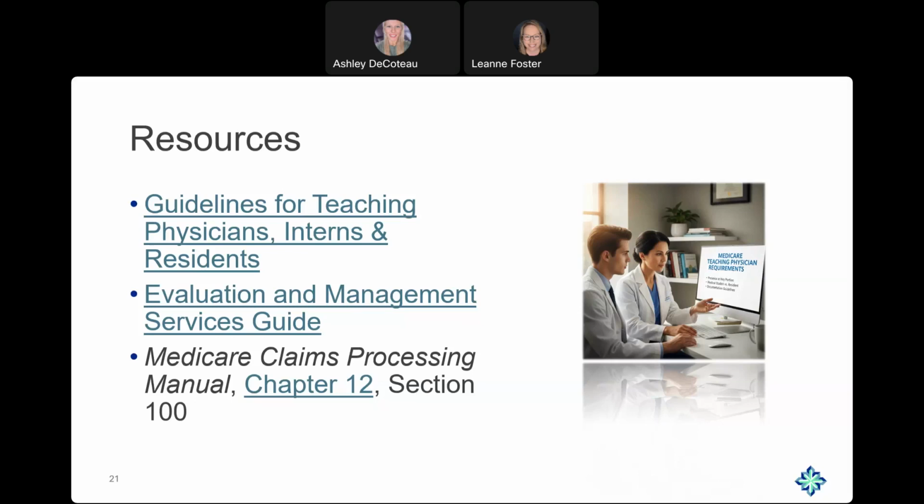And then next we have the Evaluation and Management Services Guide. This one can really be your go-to for all things evaluation and management, and it does include a section on teaching physician services. And then lastly, we have the Medicare Claims Processing Manual, Chapter 12. That's where I went earlier to show you the definitions in the section on teaching physician guidelines.